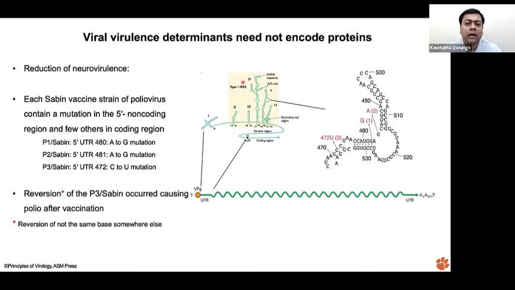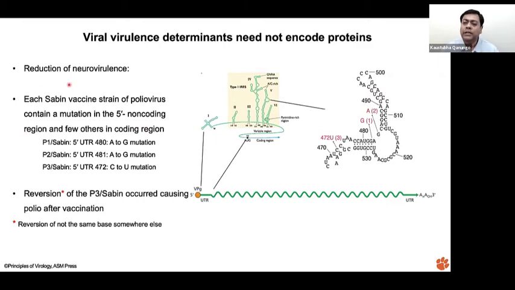Here what we are looking at is that in the poliovirus, viral virulence determinants need not encode proteins. This is a poliovirus, and there is a region, as you all know, the 5' untranslated region, and this is basically the IRES region. We have talked about that. And there is a small area right here. There are some small mutations which can reduce the neurovirulence, and this was the basis of the polio vaccine.